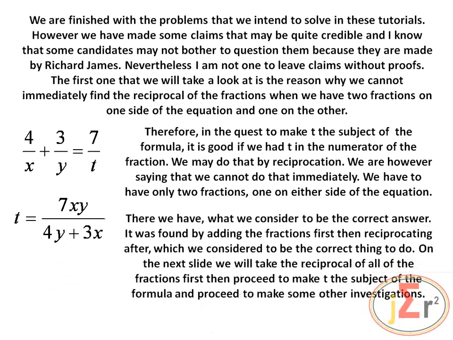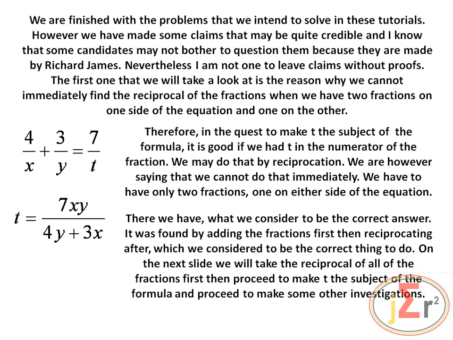What is that? There we have what we consider to be the correct answer, which is actually the correct answer. It was found by adding the fractions first, and I'm just using this occurrence of it right here as a reminder, so we remember what the correct answer should be. It was found by adding the fractions first, then reciprocating after, which we consider to be the correct thing to do. On the next slide, we will take the reciprocal of all of the fractions first, then proceed to make t the subject of the formula and proceed to make some other investigation.